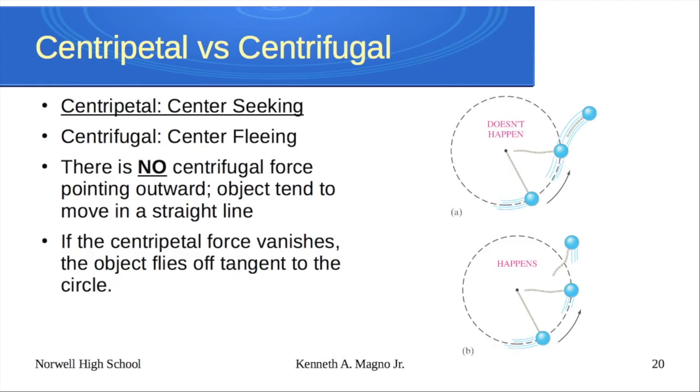A visual way to understand this is, if it was centrifugal, things would just fly off outward, and they don't. If you were to let go of that string, or the string was to break, it keeps going in a straight line off the path. Okay? It doesn't fly outward. It just goes in a straight line. It stays going tangent to the circle.